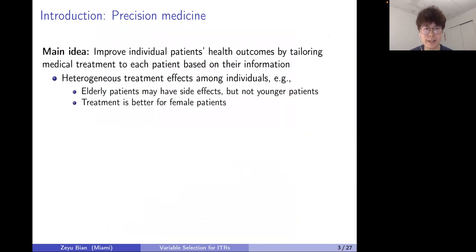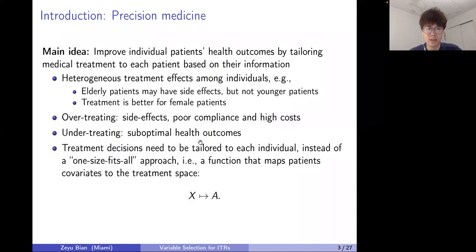The main idea here is to improve individual patients' health outcomes by tailoring medical treatment to each patient based on their information, such as sex or gender. So why do this? Because there exist heterogeneous treatment effects among individuals. For example, maybe elderly patients have side effects, but not younger patients. And also maybe the treatment is better for female patients. In such a case, treatment decisions should be made based on sex and age.